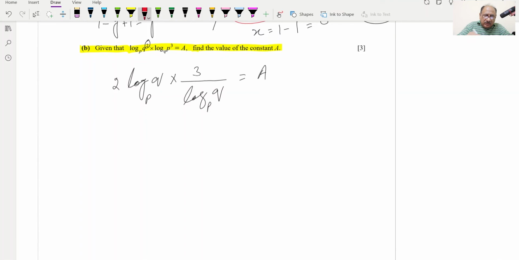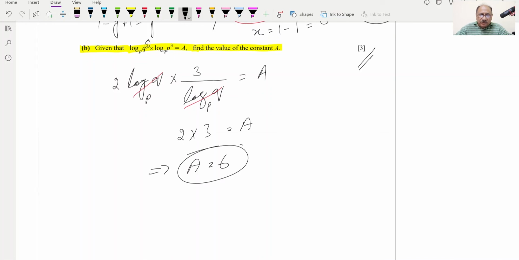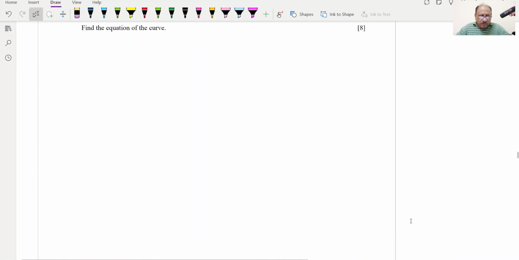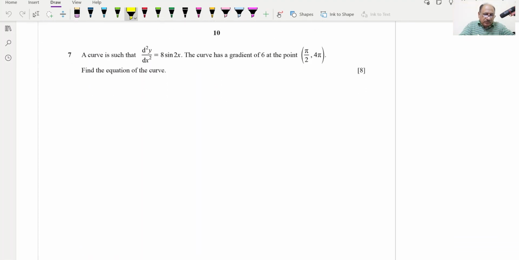Now we can cancel this part with this one, and our answer will be 2 into 3 will be equal to A, and this implies A is equal to 6. This is the 3 marks part which we have done. Hopefully you understood this. Question number 7.